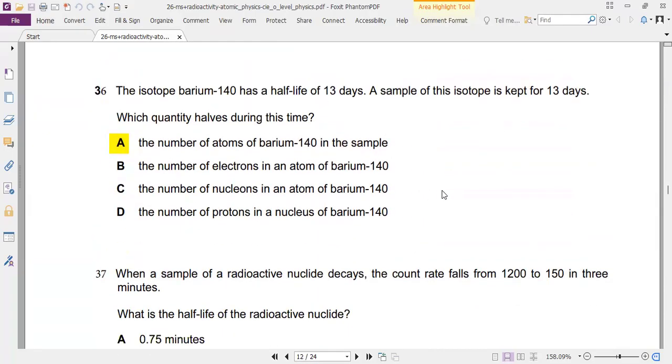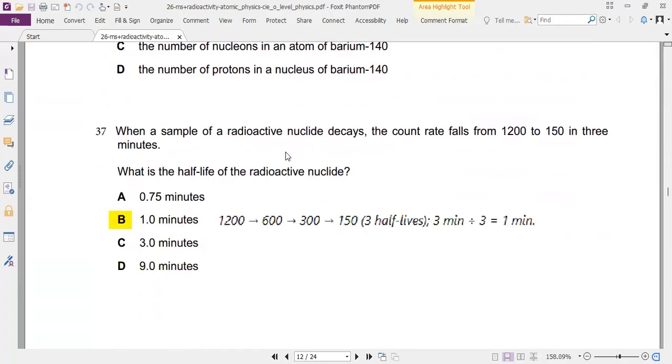This is a repeat. Count rate goes from 1200 to 150 in 3 minutes. Calculate the half-life. Same method. Go step by step. 1, 2, 3, and then divide 3 minutes by 3, which gives you a 1 minute half-life.